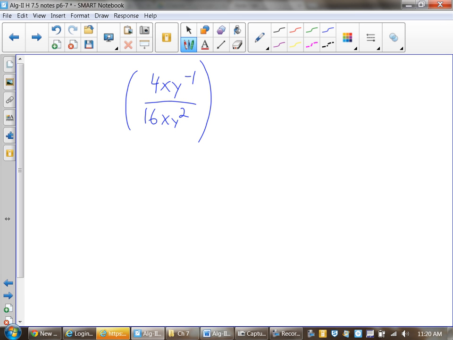Again, whenever you have something like this, you always go with your numbers first. 4 over 16 simplifies to 1/4. Now go variable by variable. What's x over x? 1. And now this y isn't happy in the numerator. Send it down below, and you wind up with y squared times y, which gives you 1/4, or 1 over 4y cubed, excuse me.